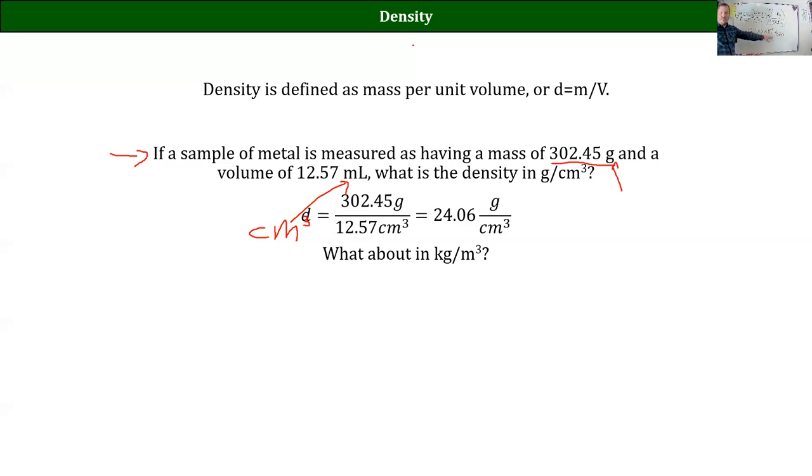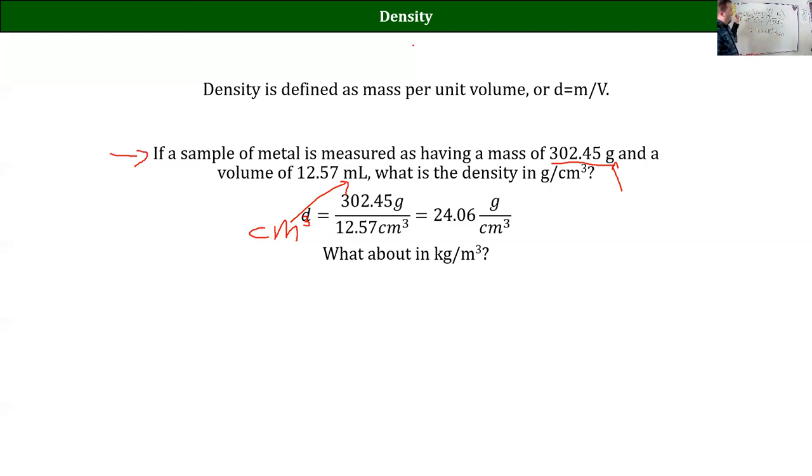Which seems like a really big number, right? But this is a pretty dense material. Water, for comparison, water is about 1 gram per cubic centimeter. We had 24 grams per cubic centimeter. This is more dense than gold. Gold has a density of about 19 grams per cubic centimeter.